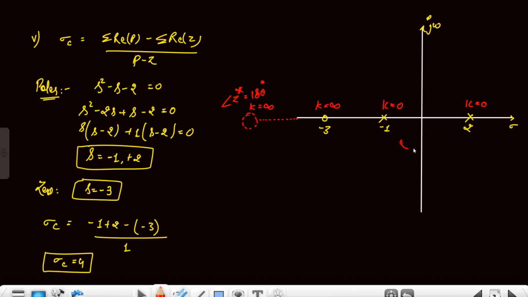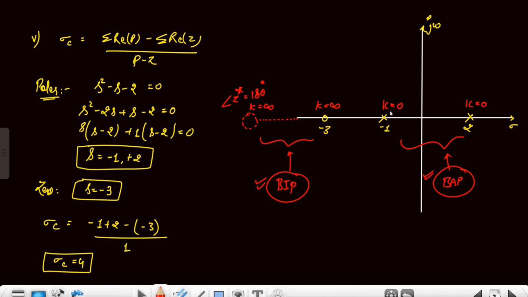Now between these two poles there will be a breakaway point, and it is a valid breakaway point because the sum of the poles and zeros to the right-hand side of this point is an odd number. Similarly, between these two zeros, this is a physical zero, this is a virtual zero, there will be a break-in point, which will also be a valid break-in point because the sum, you can see here, is an odd number.